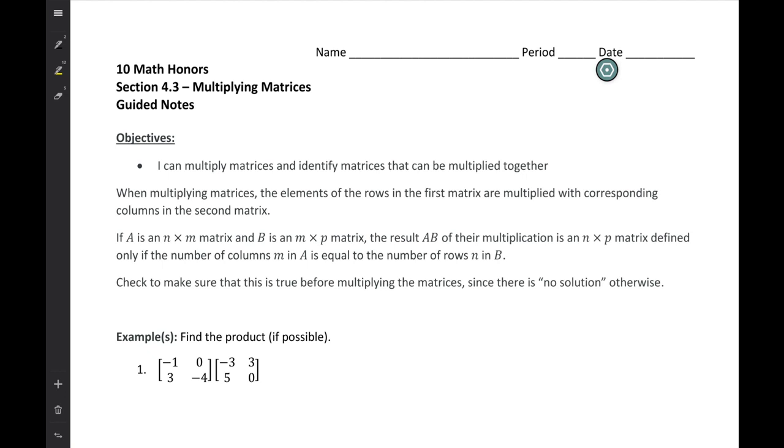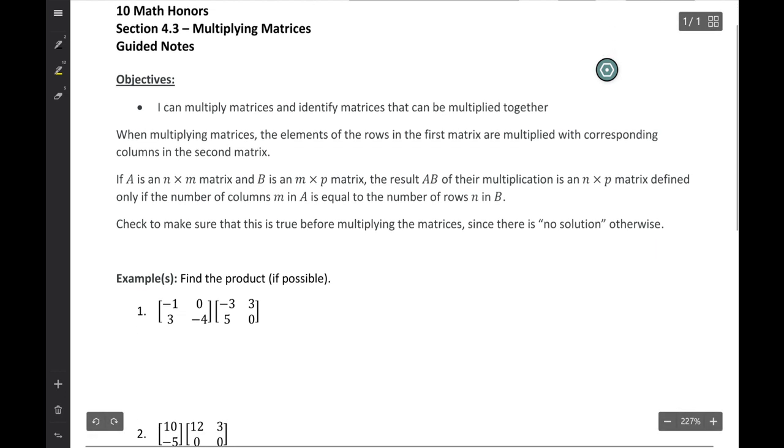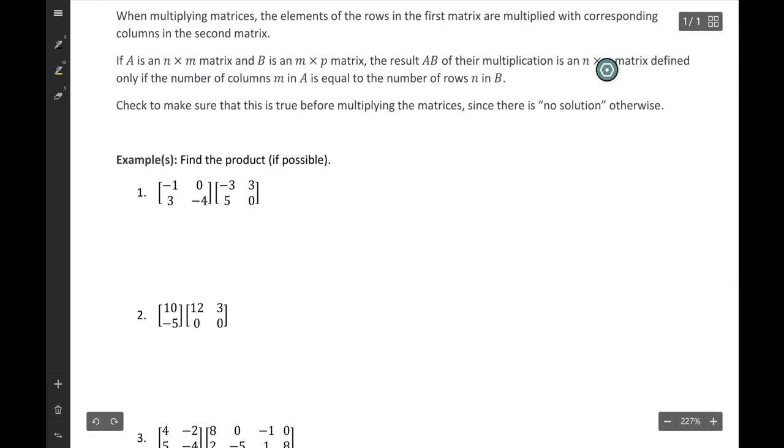If A is an n by m matrix and B is an m by p matrix, the result AB of their multiplication is an n by p matrix, defined only if the number of columns m in A is equal to the number of rows in B. We must make sure this is true before multiplying matrices, since there is no solution otherwise. You'll see why this makes sense in just a moment.